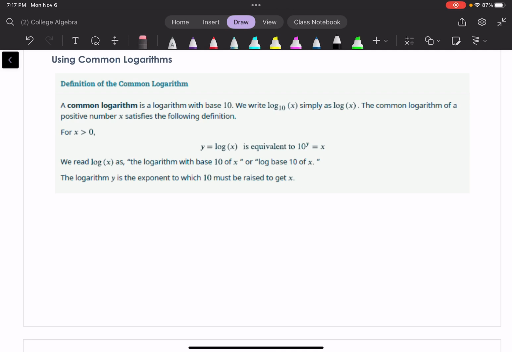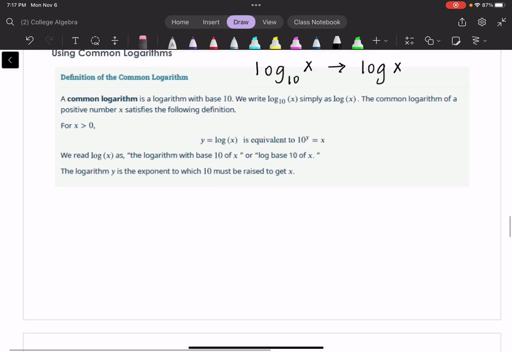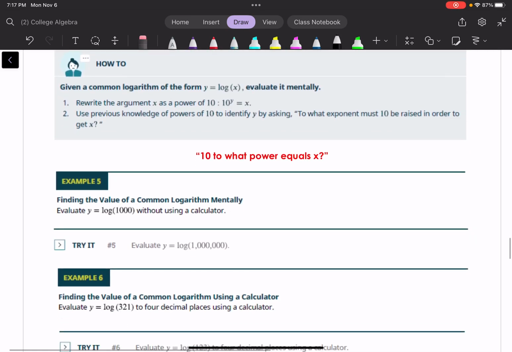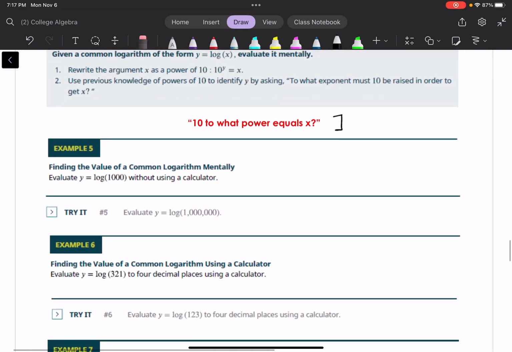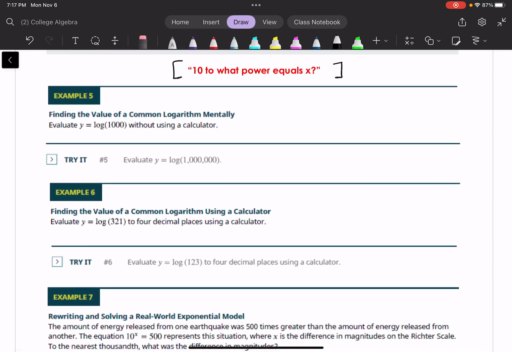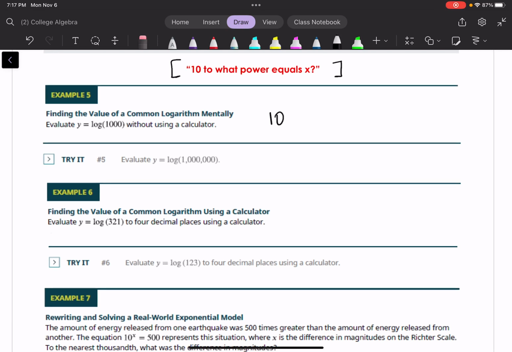The common logarithm is just the logarithm base 10. So log base 10 of x, and you'll see it written as just the plain log of x without the base. So if we don't see a base indicated, then that's going to mean it's base 10 or the common logarithm. It's again, what power do I raise 10 to get x? And so 10 to what power equals x is going to be the question I ask when I'm evaluating the common logarithm. So for this, I want to know 10 to what power equals 1,000.